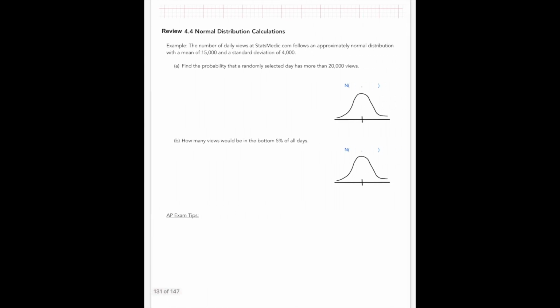Okay, moving on is review 4.4, which is normal distribution calculation, and you guys should be proficient at this at the moment. The example here today is the number of daily views at statsmedic.com follows an approximately normal distribution with a mean of 15,000 and a standard deviation of 4,000. So find the probability that a randomly selected day has more than 20,000 views.